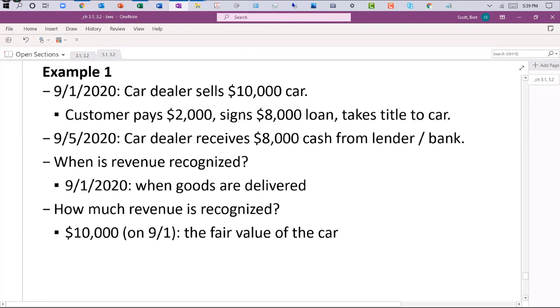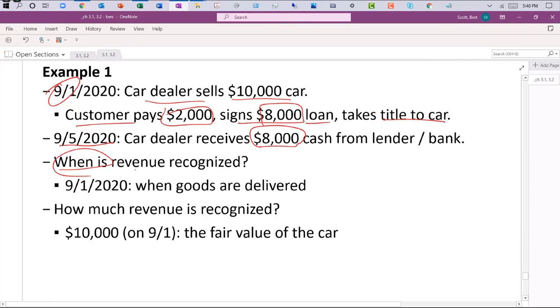A couple examples here to tie it off. So let's assume on September 1st, we're the car dealer. We sell a $10,000 car. The customer pays $2,000 down in cash, signs an $8,000 loan, and takes title to the car. On September 5th, the car dealer receives $8,000 cash from the bank. When do we record the revenue?